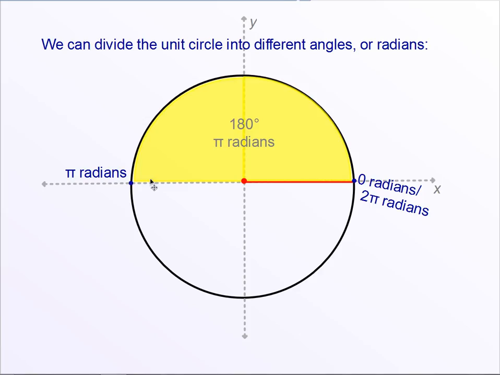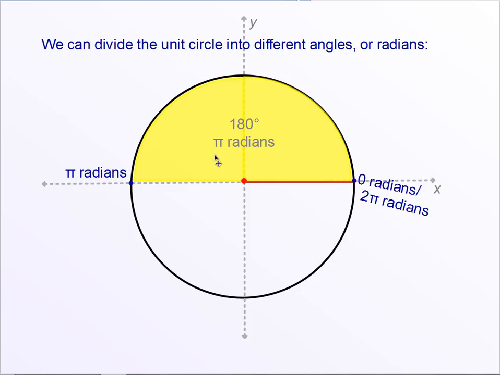My semicircle, right, half of a circle, my 180 degree angle, takes me over to pi radians. That is half of my circle, and half of 2 pi is 1 pi.